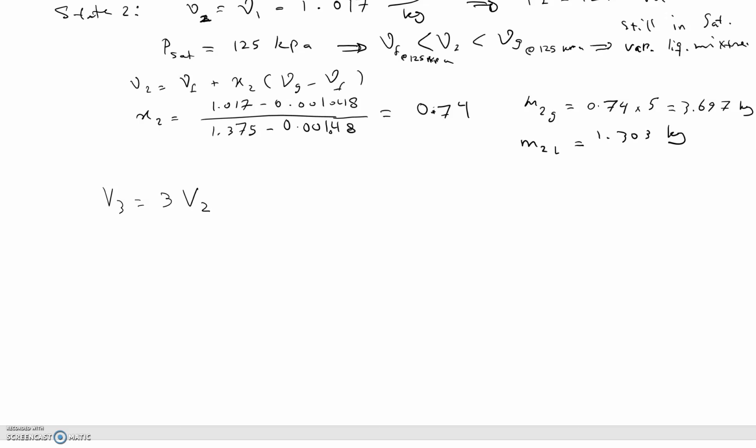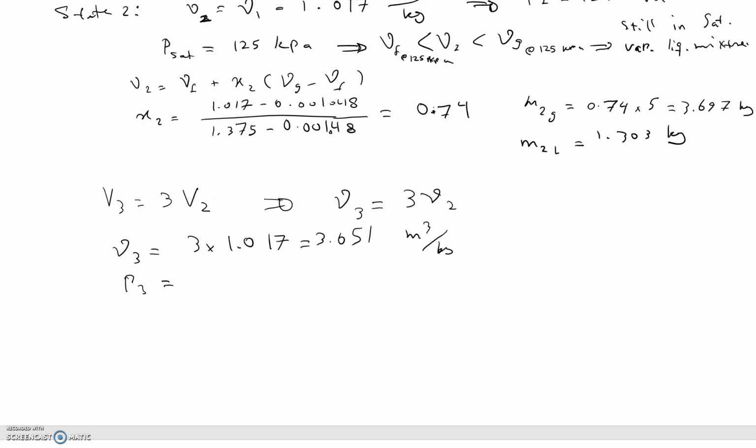And since there is no mass leaving your system, this means that your specific volume is equal also to 3 nu 2, right? So you can calculate the specific volume at that state, which is 3 multiplied by 1.017, that's 3.051 cubic meter per kilogram. And since it's a frictionless piston, your pressure stays the same, 125 kilopascal.